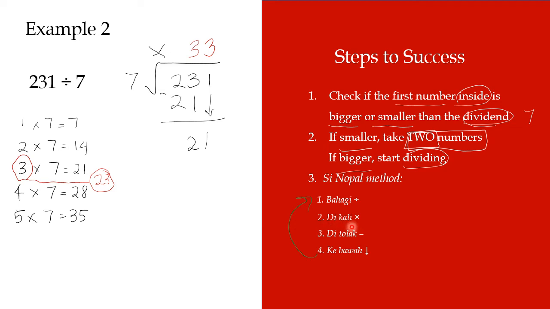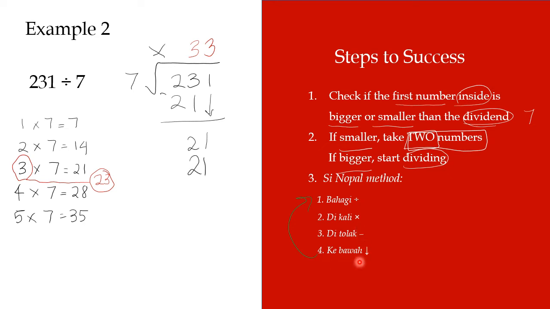Then moving on to number 2, dikali. So dikali, dikali, dikali nombor ani. So 3 times 7. What is 3 times 7? It's 21. You can write this down here.